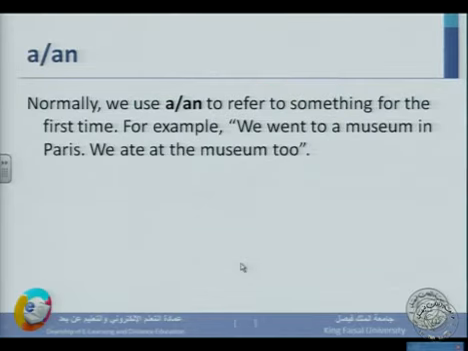Normally we use a and an to refer to something for the first time. For example, we went to a museum in Paris. We ate at the museum. Notice we used a with something mentioned for the first time, and when it is mentioned again we use the.